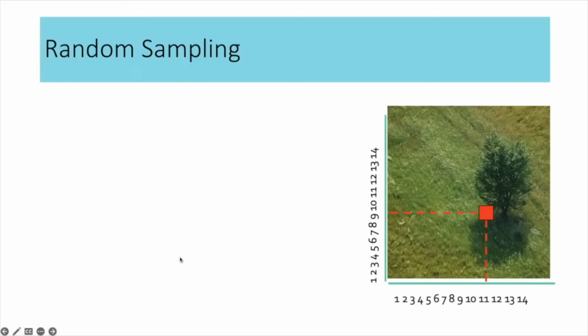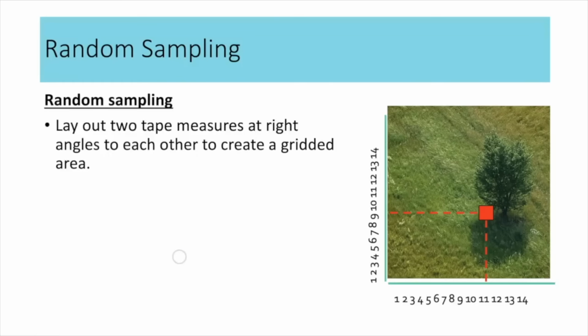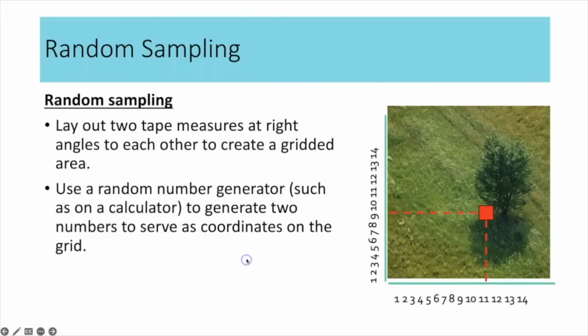So if we go through a method of how you can randomly sample, you could lay out 2 tape measures at right angles, and that creates this virtual gridded area. Then use a random number generator, such as a calculator, to generate 2 numbers which act as coordinates. So the first number, that would be how far you go up on one tape measure. Second number is how far along you go on the other. And then you walk until you meet, and that is where you place your quadrat to take your sample.